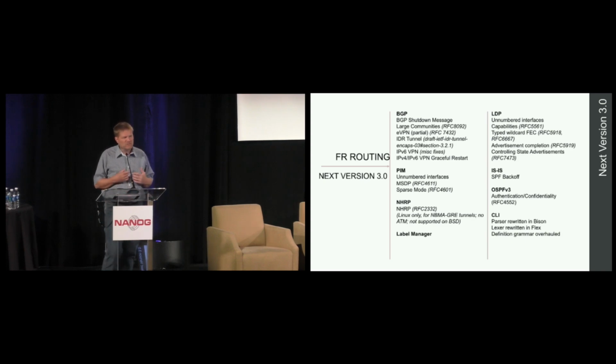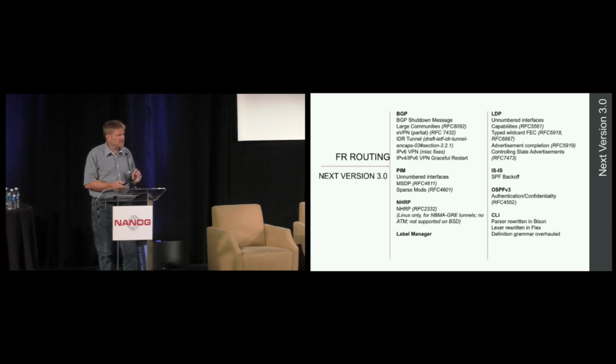Okay, free-range routing version 3, next version 3.0, which we're actually in discussion on when 3.0 gets released and what is included in 3.0, but here's a lot more stuff in that. Large communities, EVPN partial. There's a lot of EVPN work going on right now in BGP. Like I said before, ISIS is pretty much being rebuilt. Currently, the SPF backoff stuff is being added. Authentication is being added to OSPFv3. There's a whole parser rewrite going on. There's actually an entire API rewrite going on between Zebra and the routing protocols. So there's an awful lot going on right now in free-range routing.